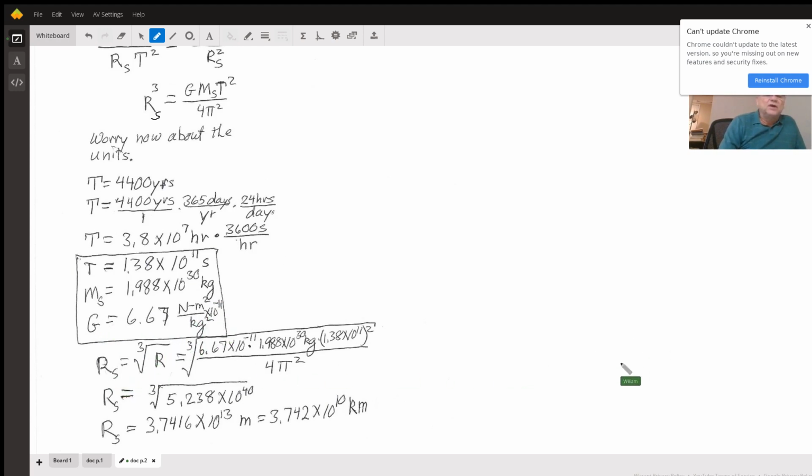That means that we can plug these numbers into this expression here, and we can take the cube root of it to get r. And I did it in 2 steps because it's a little hard to keep track of what you're doing. And so it's 5.23 times 10 to the 40th. Cube root of that is 3.74 times 10 to the 13th meters, which is equal to 3.74 times 10 to the 10th kilometers.